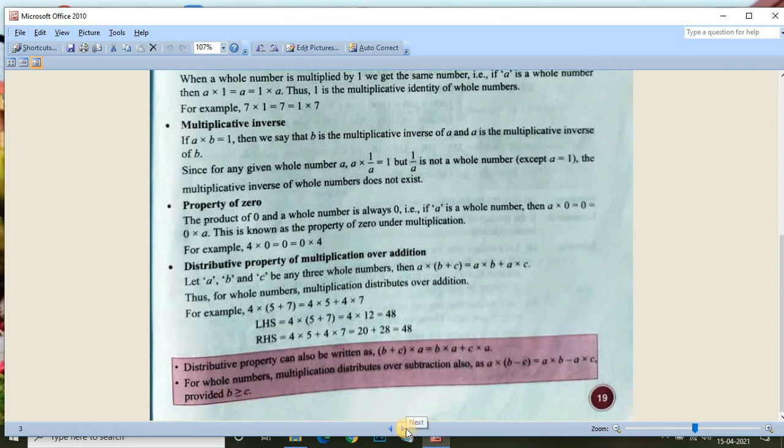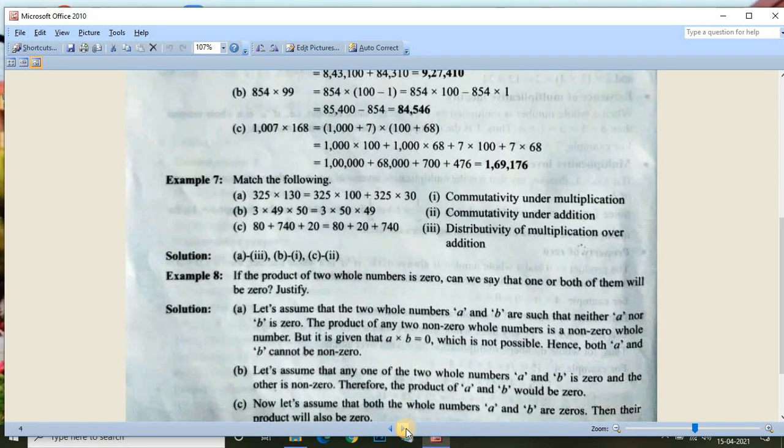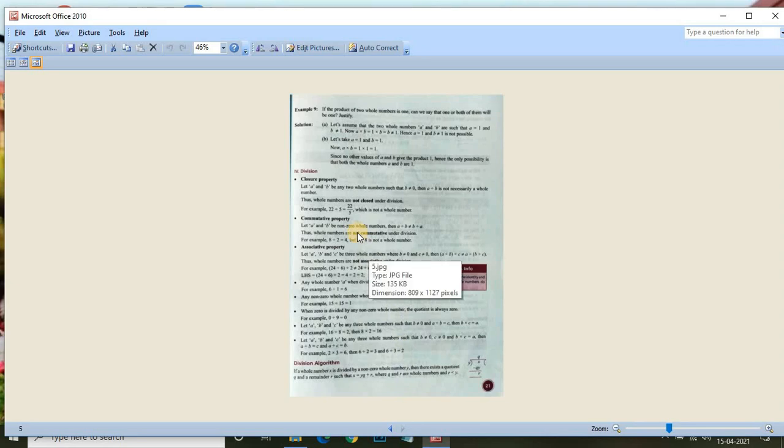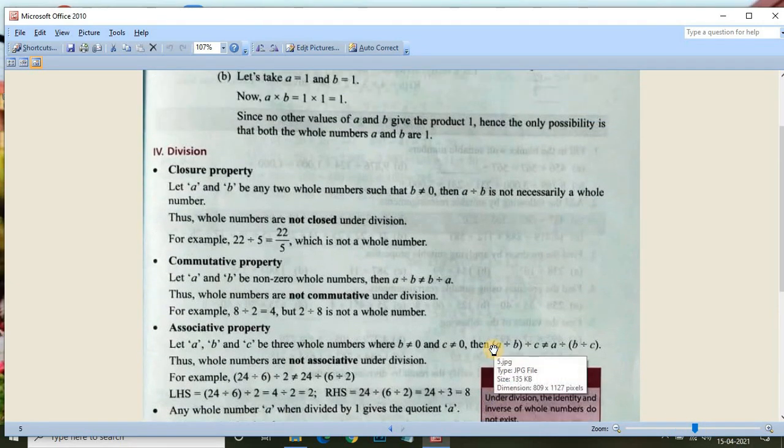Now let us move to the next page. As you can see, a few questions are there and you have to solve all these questions by using the different properties. Now the last one, that is division. Division also has a few properties.